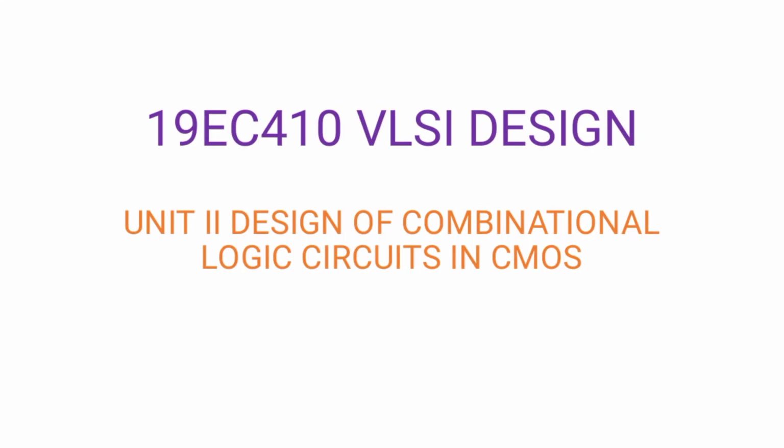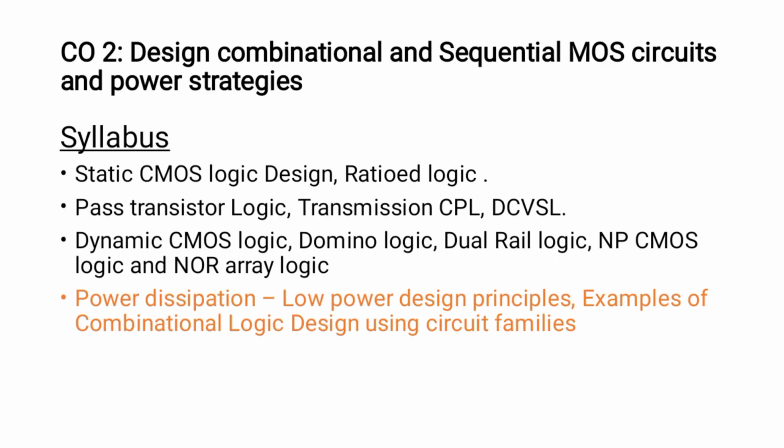Hi all. So in this unit 2, we are in the last stage, that is power dissipation, low power design principles, and examples of combinational logic design circuit families. So far we have seen what is static CMOS logic and what are all the design styles and how we can design the different digital logic circuits using domino and dual rail configurations, right?